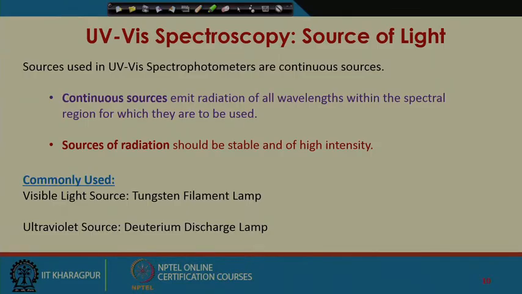Sources used in the UV-Vis spectrophotometer are continuous sources. Continuous sources emit radiation of all wavelengths within the spectral region for which they are to be used. Sources of radiation should be stable and of high intensity. The commonly used visible light source is tungsten filament lamp, and the commonly used ultraviolet source is deuterium discharge lamp.